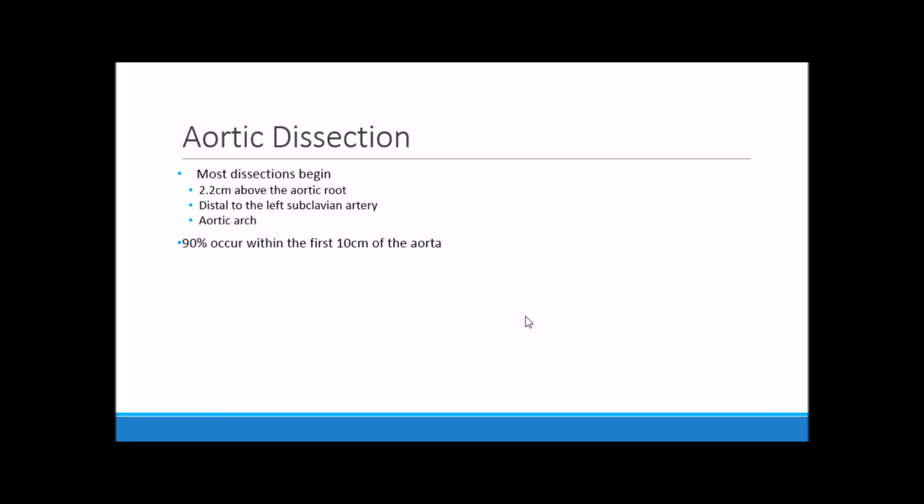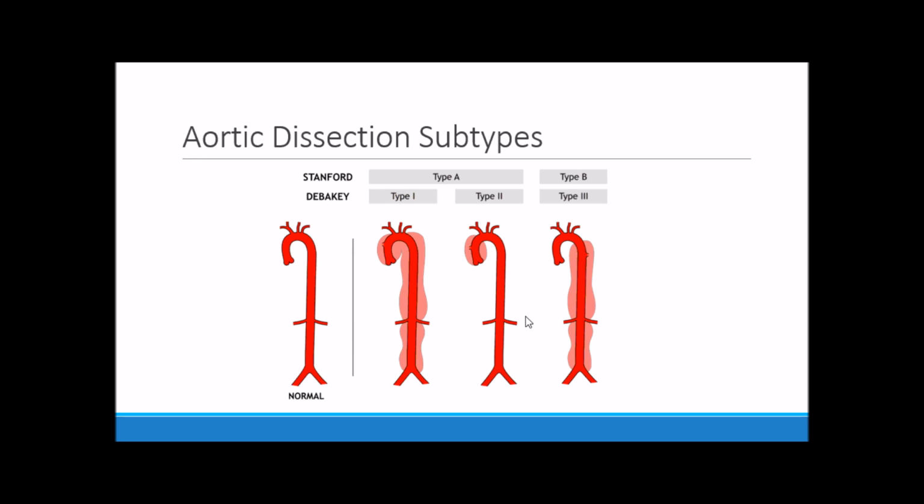So it's trouble. Okay, most dissections begin in one of three places. About 2.2 centimeters above the aortic root, okay? So in that specific area, or anywhere else in the arch, and also distal to the left subclavian. But 90% of them occur in the first 10 centimeters of the aorta. Most dissections are thoracic, okay?